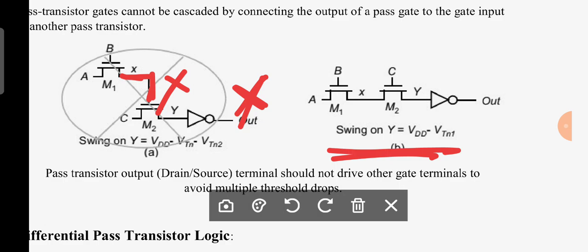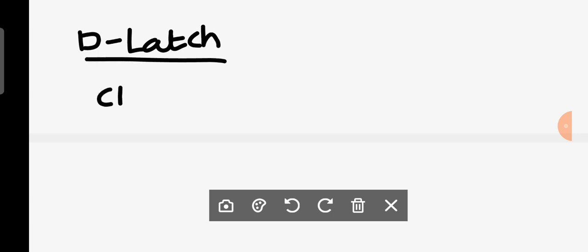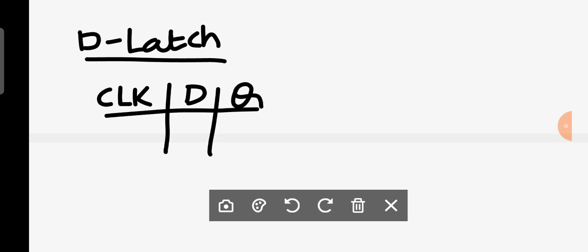If you want one more implementation, up to now we have seen combinational circuit implementation. If you want, I will show one sequential circuit implementation, that is a D-latch implementation. Now you can observe that very carefully. I am going to implement the D-latch. First of all, we know very well there is a clock, we are having a D, and we can talk about an output Q.